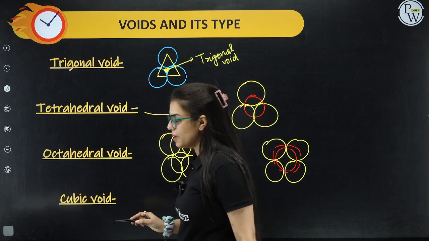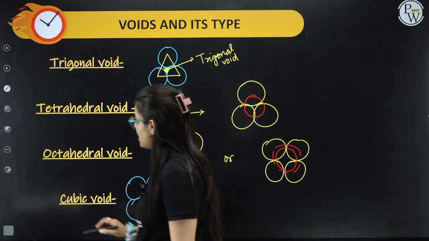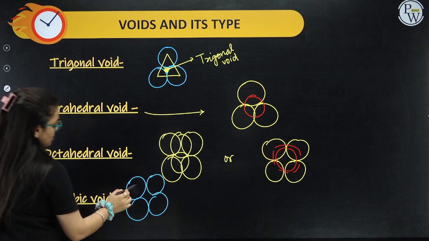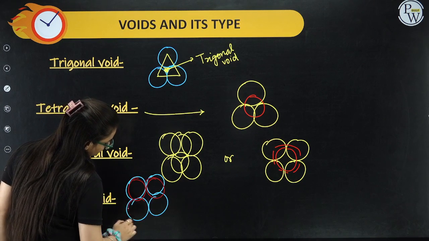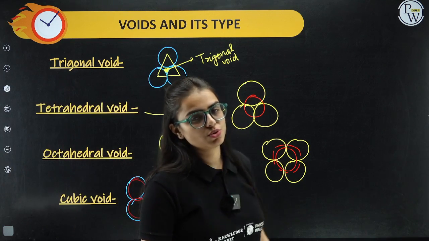Let us talk about cubic. In the case of cubic, four in the same plane and four atoms placed at its top. So these are cubical voids, the empty spaces that are found when atoms are placed close to each other.